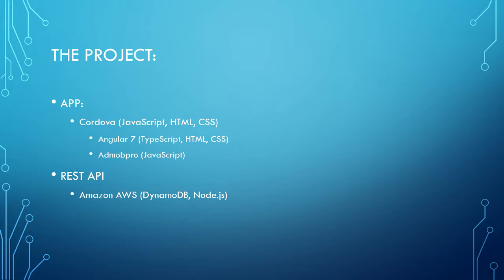The project that I put forth was an app as well as a REST API. For the app, I'm using Cordova as the main framework and Angular 7 in order to make a single page application that Cordova serves. Part of my app is serving ads, and for that, I'm using AdMob Pro. And for the REST API, I'm using Amazon Web Services, specifically DynamoDB as well as Node.js version 8.